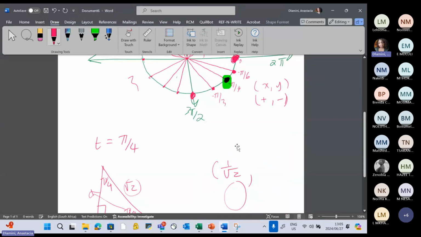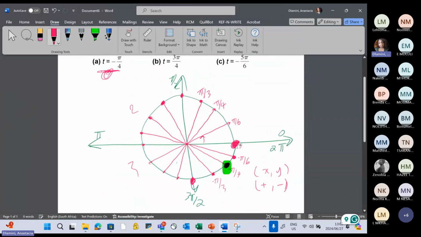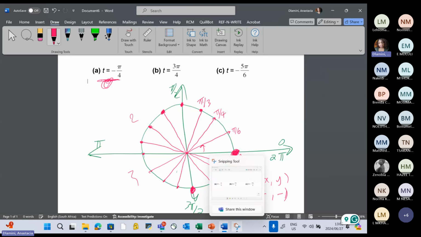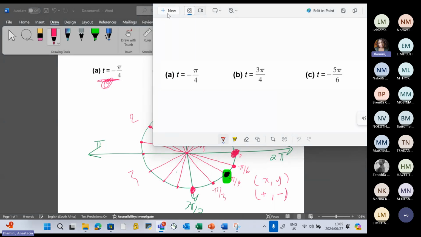So I need my second, that's the thing. So I'll just copy it. It's taking time to draw. As long as you understand the circle, it's much better.